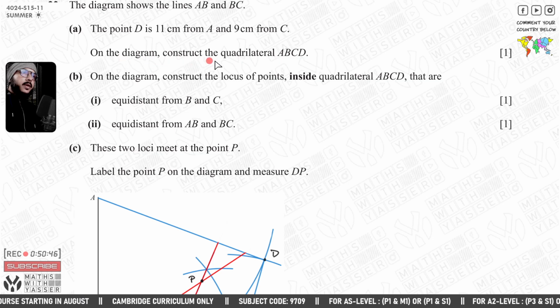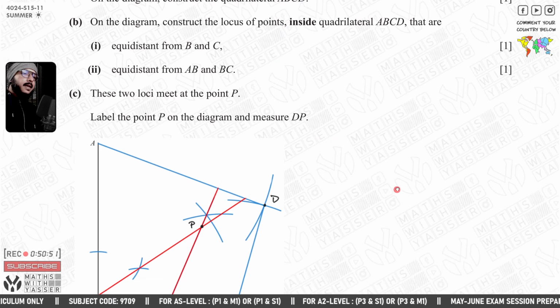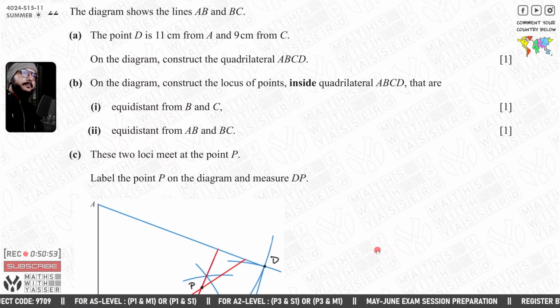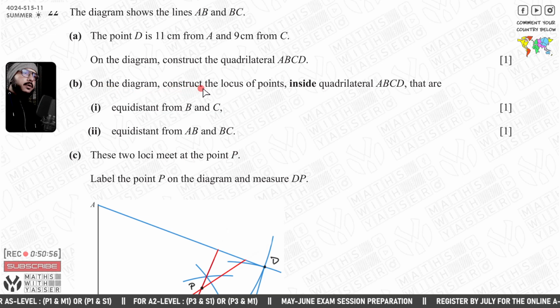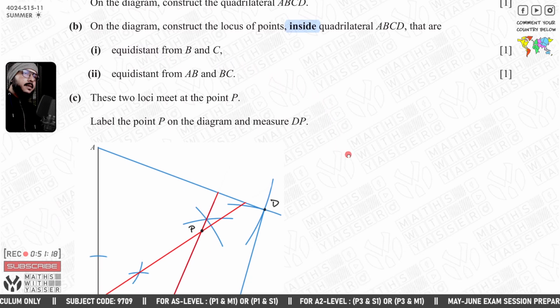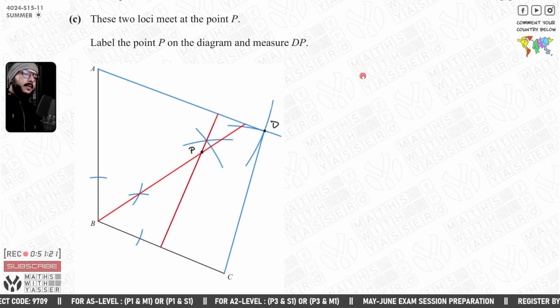So we have just constructed the quadrilateral ABCD by connecting the lines A to D and C to D. On the diagram, construct the locus of points inside quadrilateral ABCD that are equidistant from B and C. So when we need to find the locus of the points equidistant from 2 points, that means we have to draw the perpendicular bisector of the points B and C.